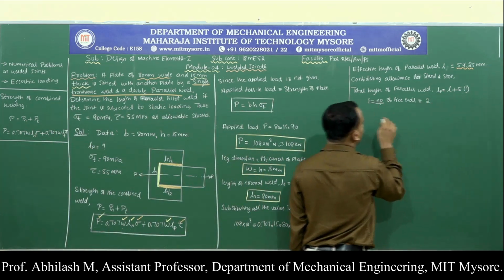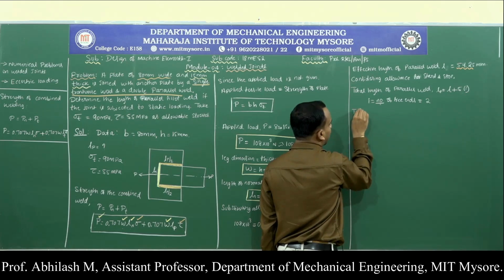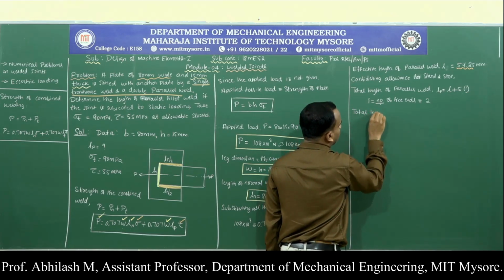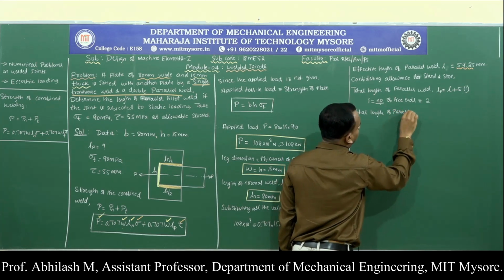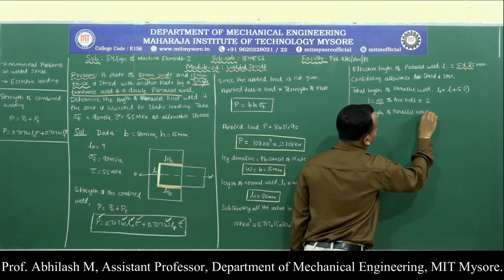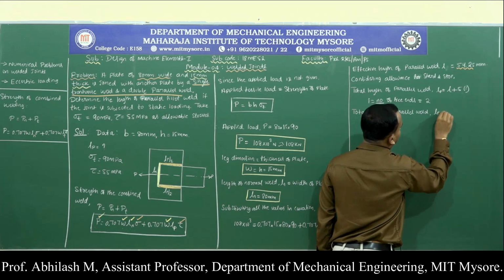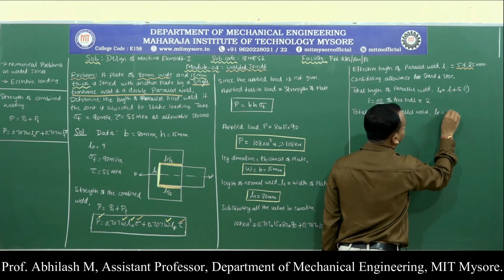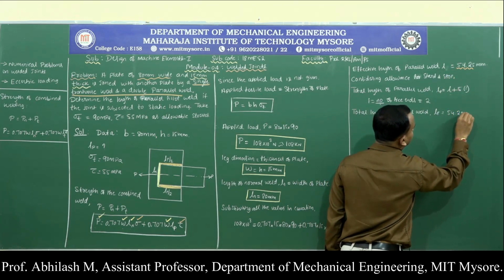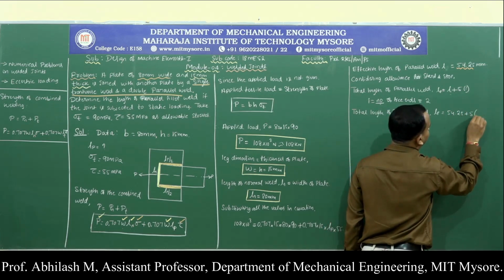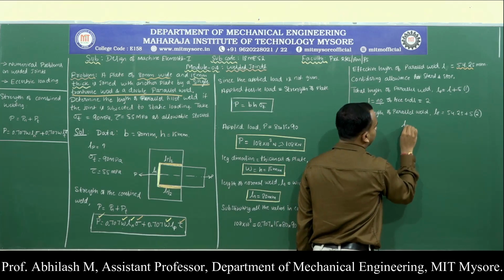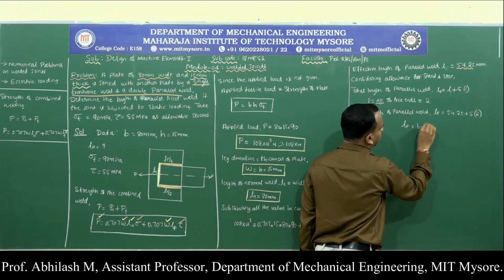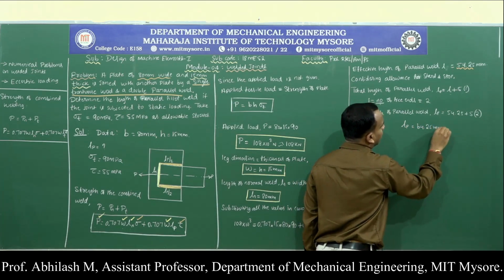So if I substitute, I am going to get the total length of the parallel weld. So the total length of parallel weld, LP is equal to, the effective length is 54.25 plus the allowance that they have given is 5 into 2. So the total length of the weld, LP is equal to 64.25 millimeter.